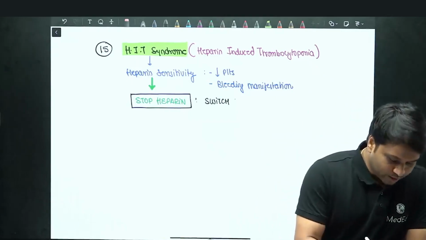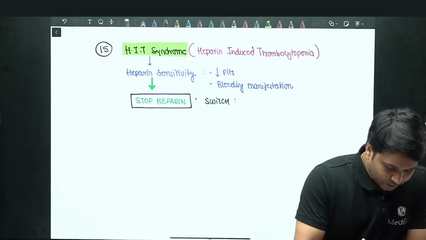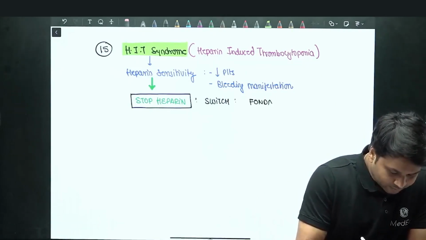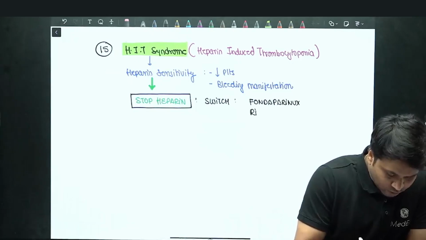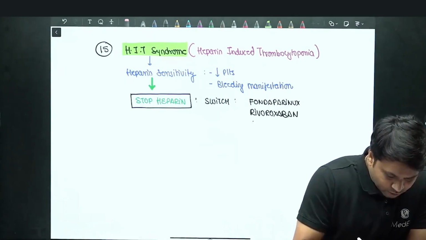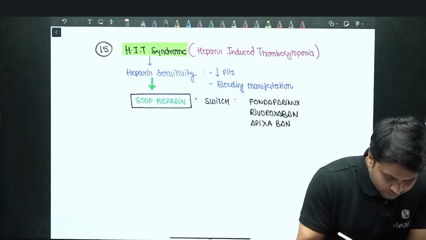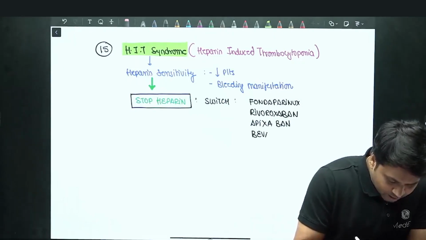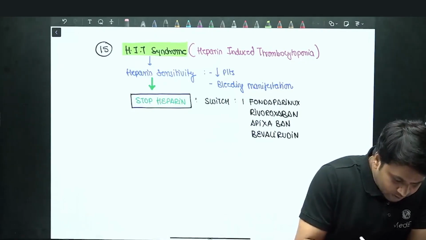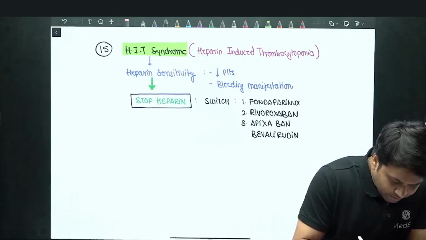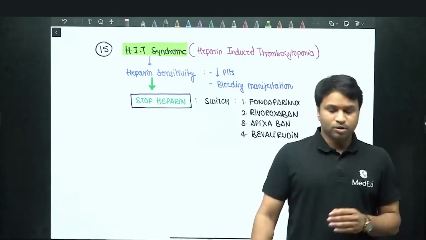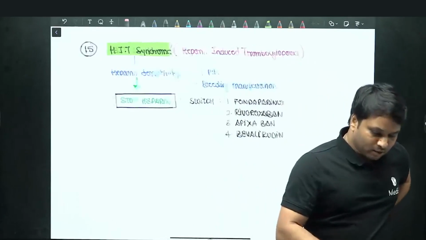What are the newer drugs that you can switch to? Number one, you can switch to fondaparinux. We can switch to rivaroxaban. We can switch to apixaban. We can switch to bivalirudin. So these are the options that we have: fondaparinux, rivaroxaban, apixaban and bivalirudin.